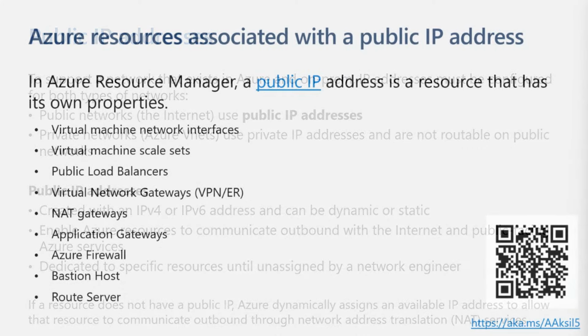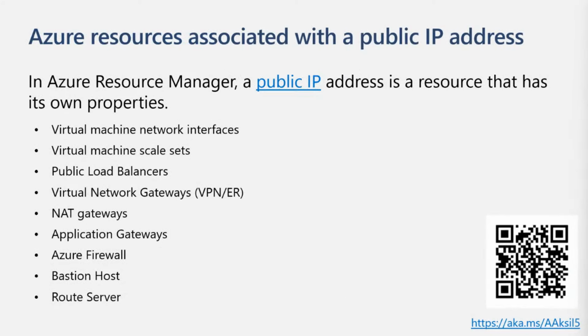So these are some of the examples in Azure Resource Manager of the services or resources that use public IP addresses. A few of them that I'll call out here, we did talk about NAT gateways, virtual machine network interfaces, and firewall. There's a whole list of them. If you want to learn more about them, you can click on this link, or type in this link, or use the QR code to be directed to this list of resources as they're associated with their public IP addresses.